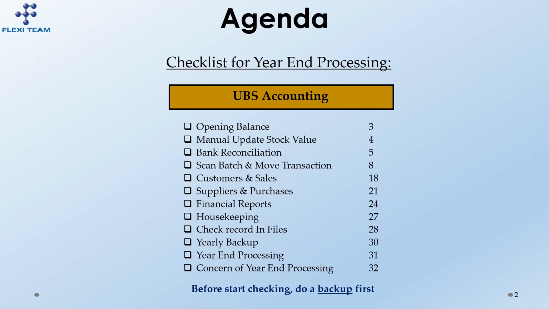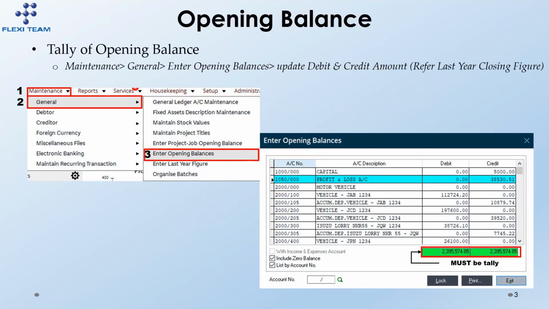Let's go through the checklist of year-end first, starting from checking the opening balance until completing year-end processing. As a reminder, do a backup first before starting checking and editing. First, we need to check that the opening balance tallies. Go to Maintenance, General, and then click Enter Opening Balance to check that both green areas tally.